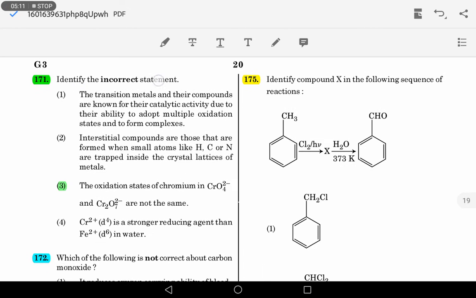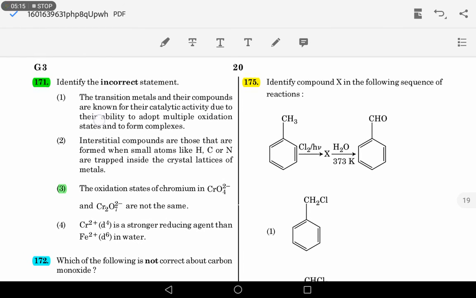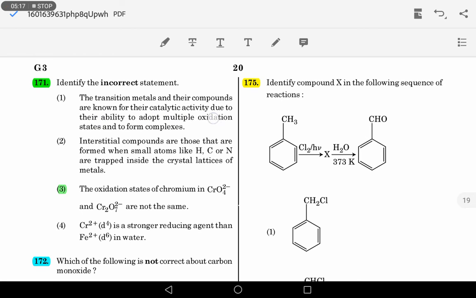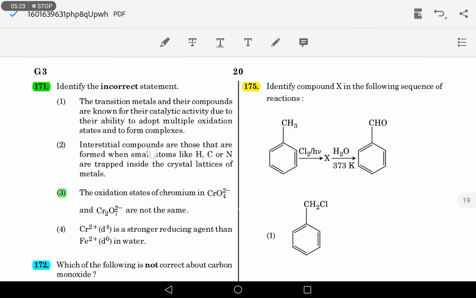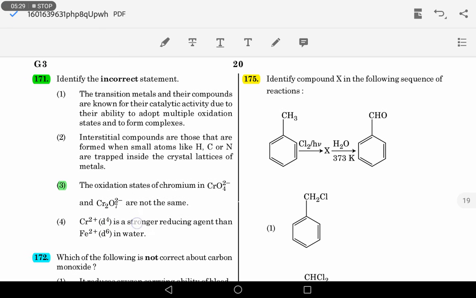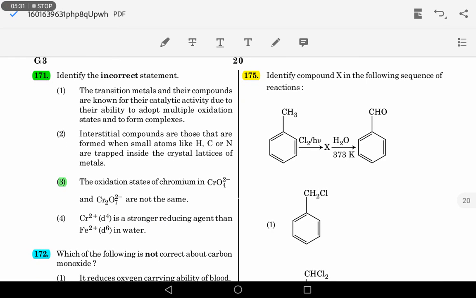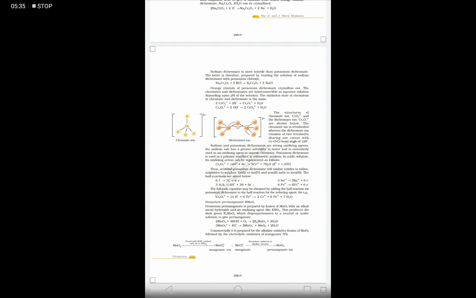Identify the incorrect statement. The transition metals and their compounds are known for their catalytic activity due to their ability to adopt multiple oxidation states and to form complexes. Correct. Interstitial compounds are those that are formed when small atoms are trapped inside crystal lattices of metals. Again, correct. Also, this is a correct statement. So the statement that the oxidation states are not equal is the wrong statement, because the oxidation states are equal.